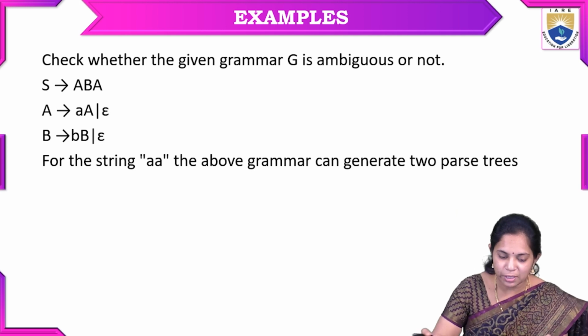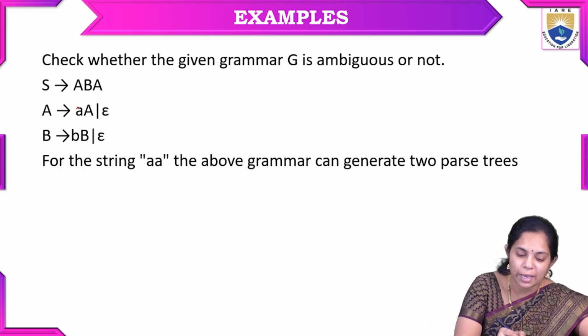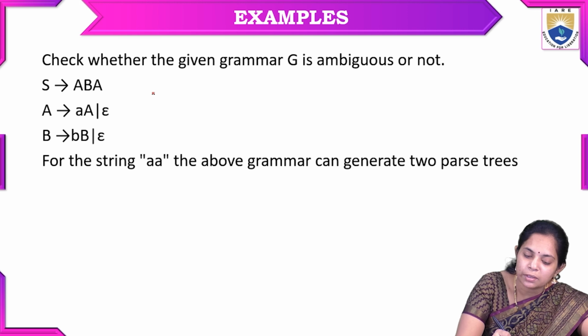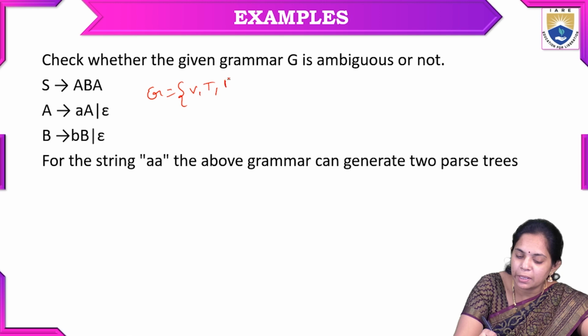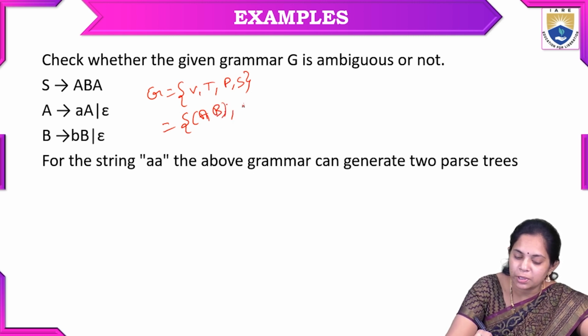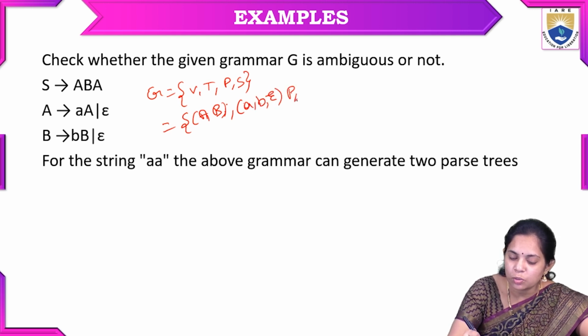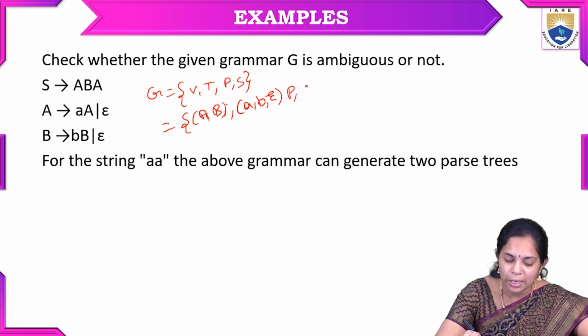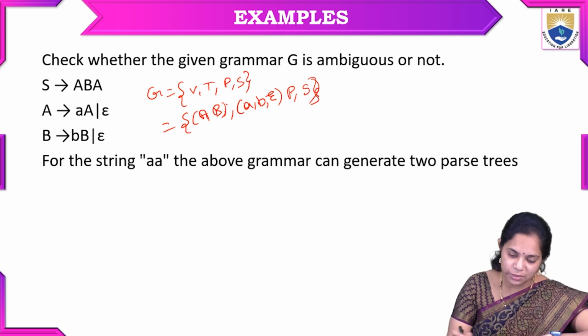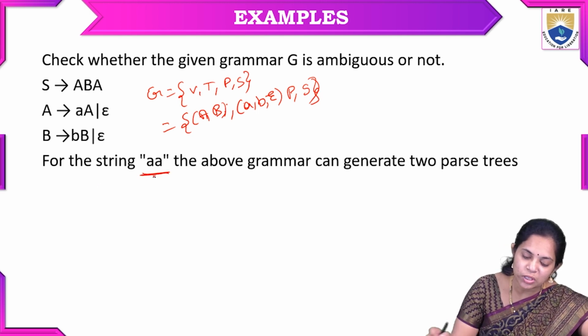And here we have taken the grammar. So, S tends to A, capital B, A. So, here let me write the grammar first. So, V, T and P and S. So, for this one, how many non-terminals we have? So, S, A, B. And terminals A, B and epsilon. And here the production rules, and S tends to A B A. So, starting symbol is capital S. So, here we have to derive the string AA.